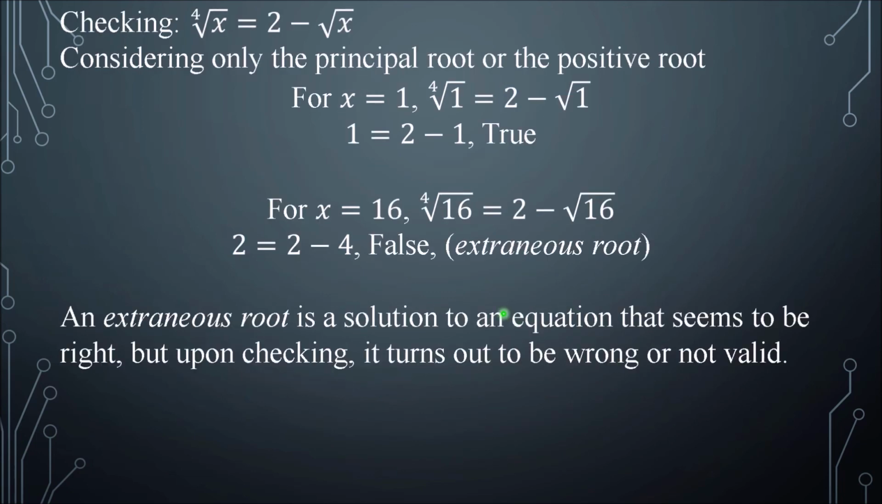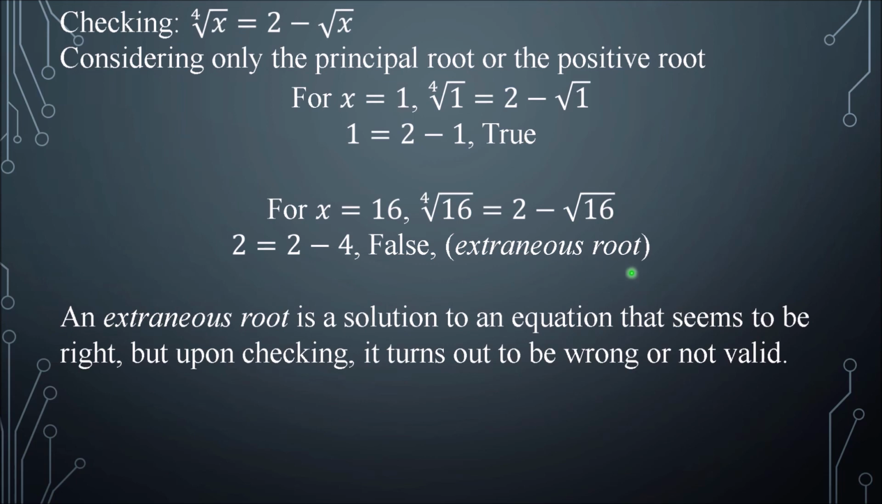Now for checking, considering only the principal root or the positive root, we have for x equals 1, that's fourth root of 1 is equal to 2 minus the square root of 1. So 1 is equal to 2 minus 1 is true. So x equals 1 is correct. Now for x is equal to 16, fourth root of 16 is equal to 2 minus square root of 16. So that will be 2 is equal to 2 minus 4, which is false because 2 minus 4 is negative 2. Now this x is equal to 16 is called the extraneous root.